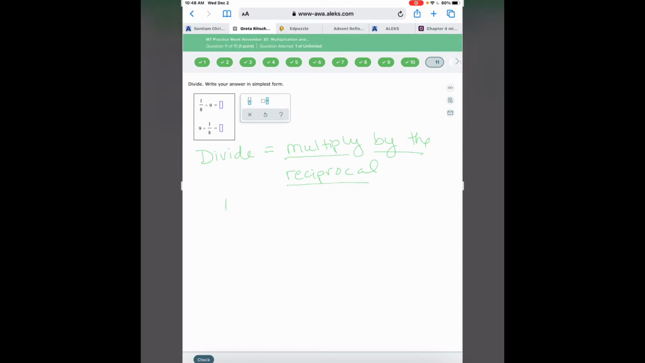So when I have a problem like 1/8 divided by 9, I'm going to remember that 9 is 9 over 1. And this really equals the same as we keep the first one the same. We multiply instead of divide, and then we use the reciprocal. So change, right? You have to change twice. So 1 times 1 is 1, and 8 times 9 is 72. So this is going to be 1 over 72.